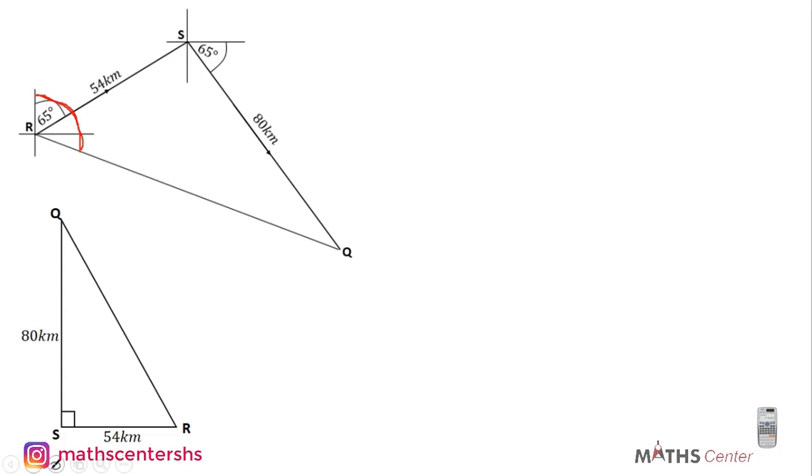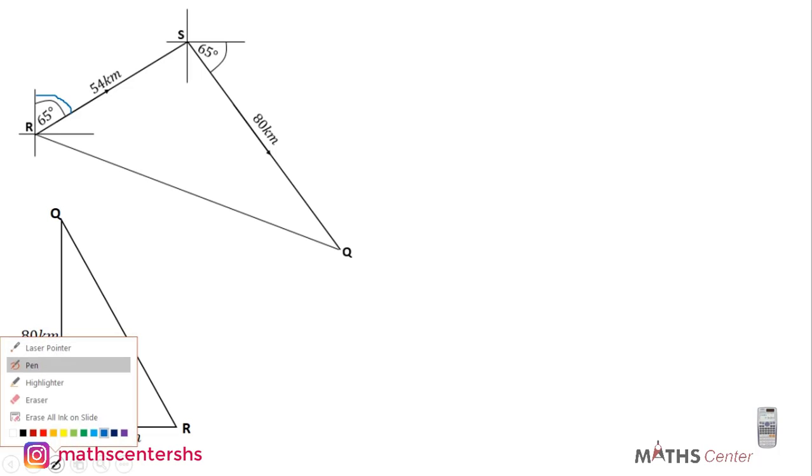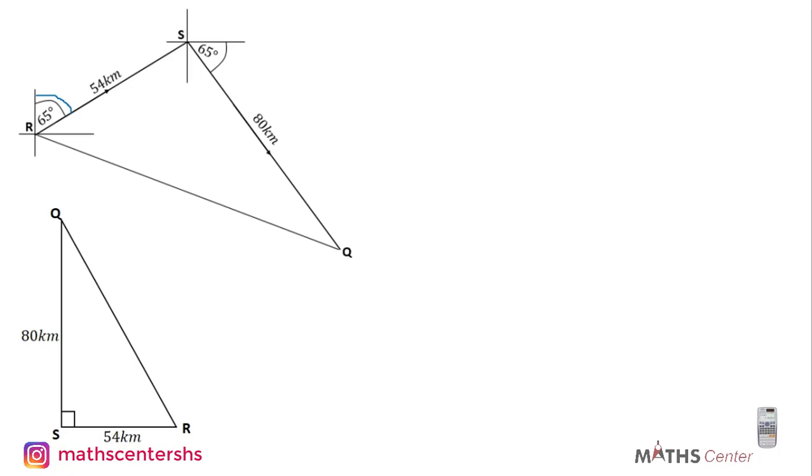But we know one thing. We know that this angle here has already been found to be 65 degrees. We already know this angle here to be 65 degrees. So what is left for us to do is to find this angle here. If you're able to find this angle here indicated with the red color, we add it to the angle here, indicated with the blue color, that is 65 degrees, and we'll be able to find the bearing of port Q from port R.